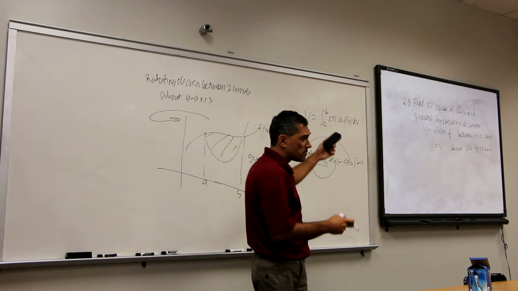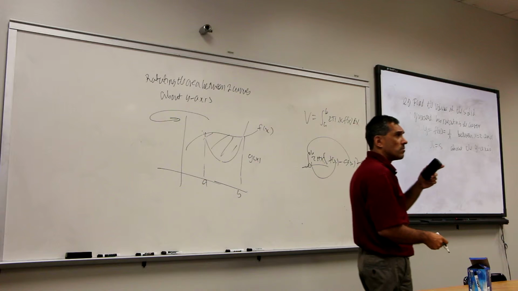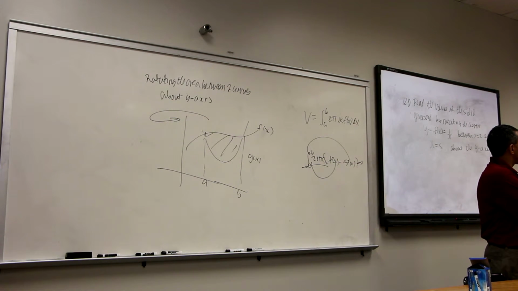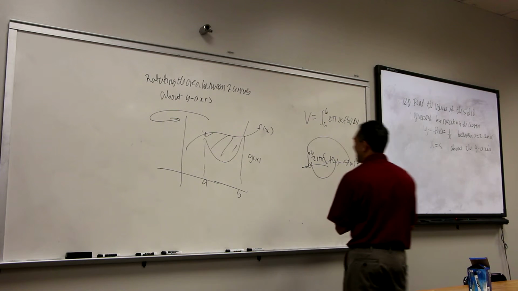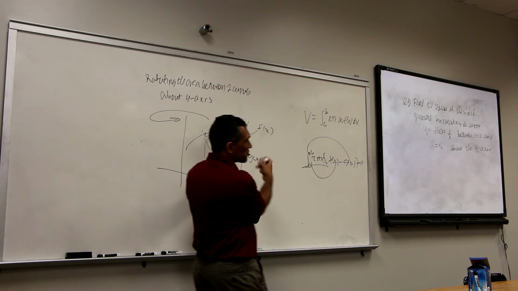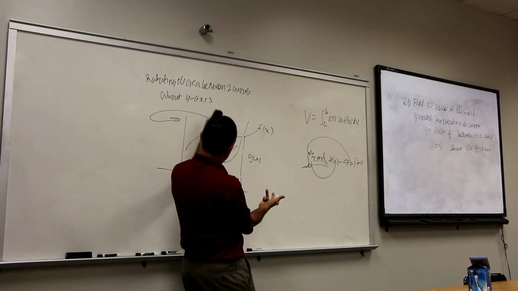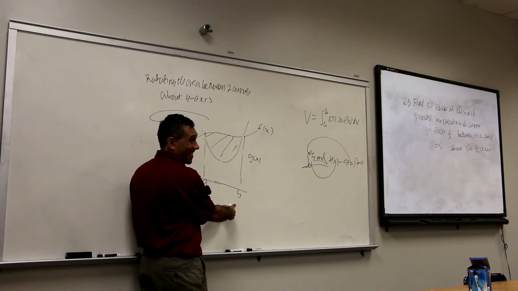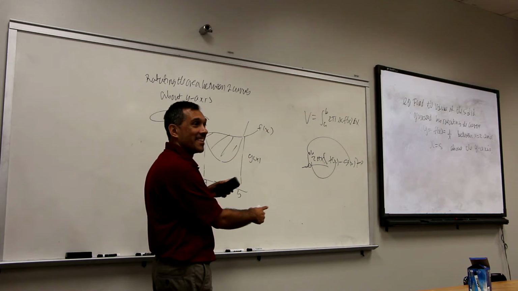Of course, you will have to know which function is on top of which. Otherwise, you will get negative. You must know which one's on top of which. So I'm assuming f is on top of g. And of course, I'm assuming you know how to find a and b. Is that a safe assumption?